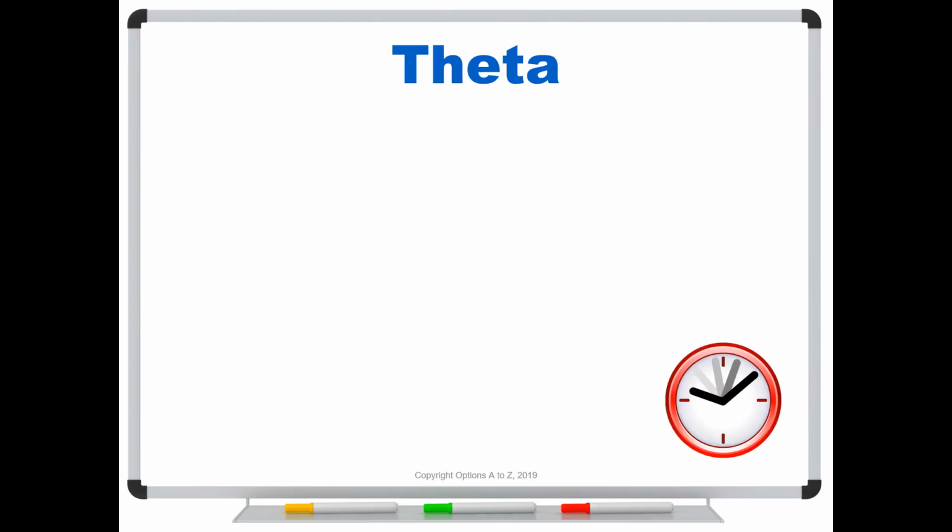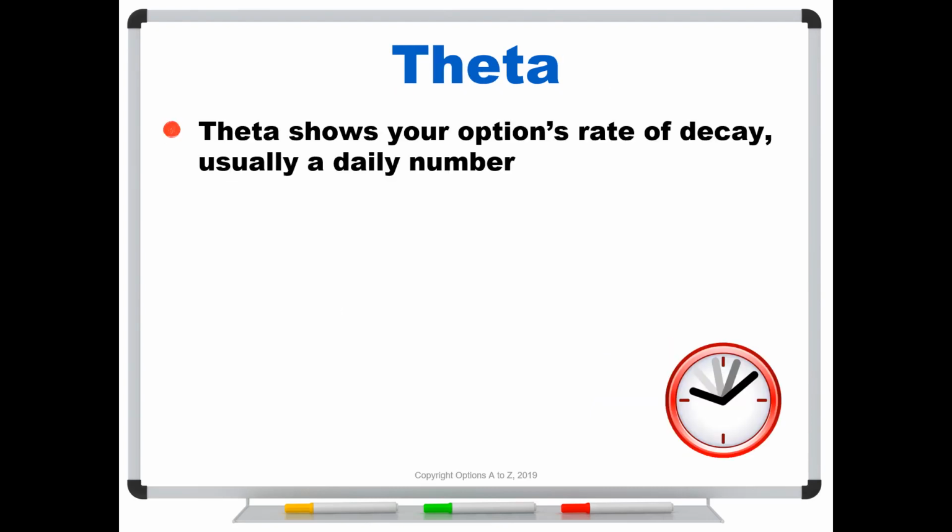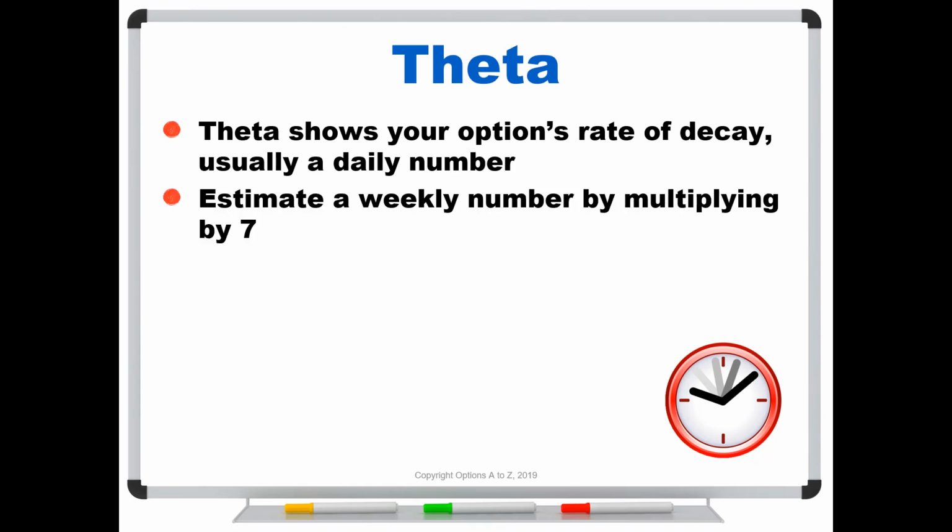The first one is Theta. And Theta shows your option's rate of decay. You'll see it right there on your broker's platform. And it's usually a daily number. Well, if that's true, we can estimate a weekly number by simply multiplying it by 7. It won't be a perfect estimate, but it's going to get you close.